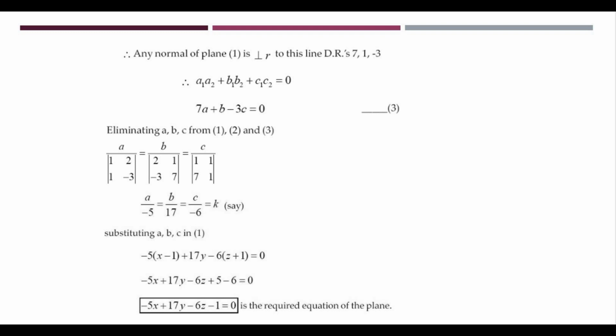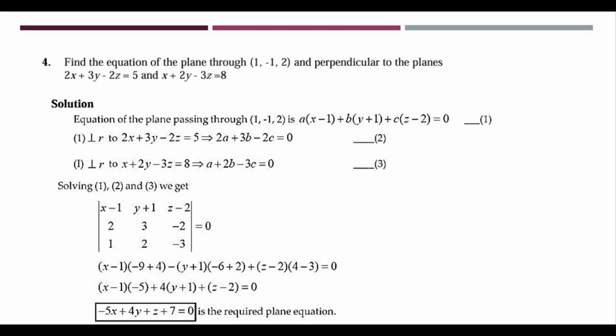Eliminating a, b and c from equations 1, 2 and 3, we get a = -5, b = 17, c = -6. Substituting these values in equation number 1, finally we get -5x + 17y - 6z - 1 = 0. This is the required equation of the plane.